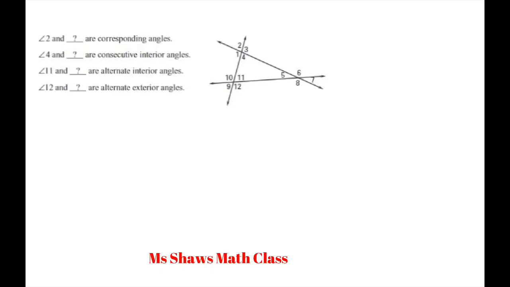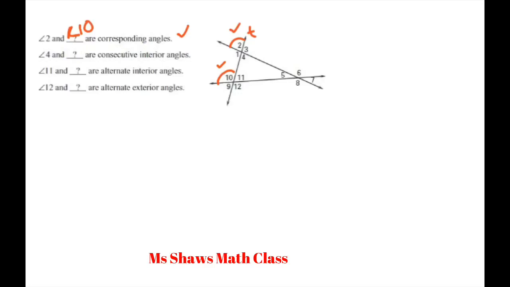So let's get this real quick. Number 2, we got to find a corresponding angle to number 2. So that would be on the corner, and that would be number 6. Oh wait, let's not look at that one. I want to look at this one. On the corner would be 10. Same corner of this transversal. So that would be angle 10.